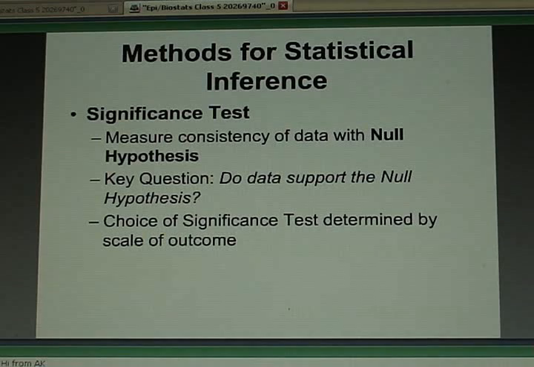Now, there are lots of different tests of significance for doing significance testing, lots of different ways to get p-values. We'll talk about a few of them today. What determines what type of test you use is the outcome scale. Remember, we talked in the very beginning about different types of outcomes, nominal outcomes, continuous outcomes, ordinal outcomes. The type of outcome determines what type of test of significance you're doing. I'll try to show that as we go along with a few examples.